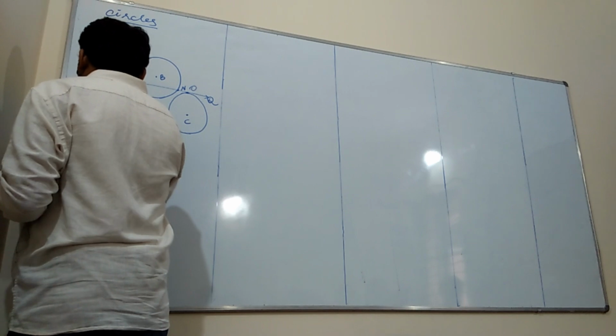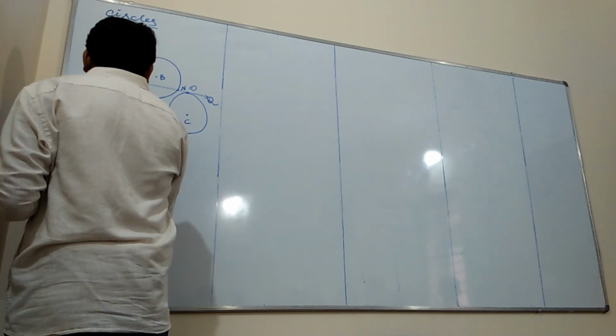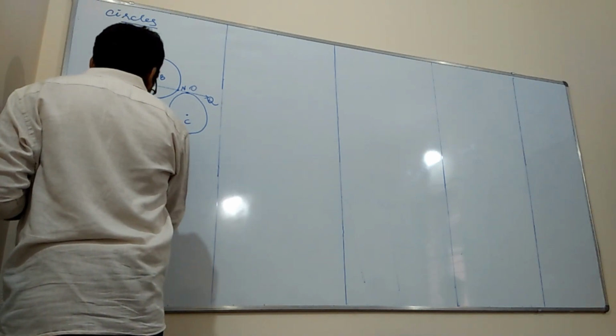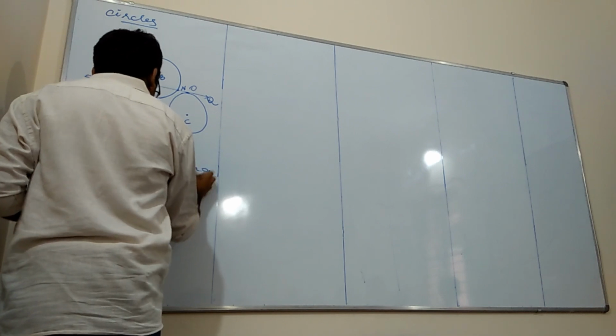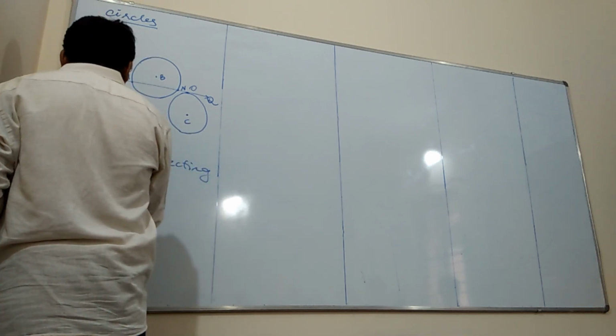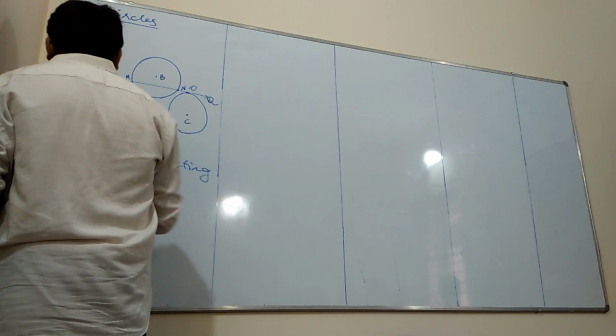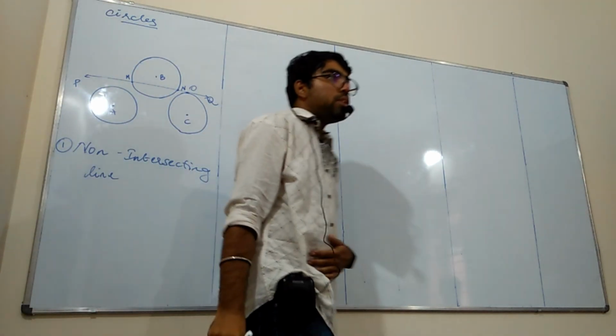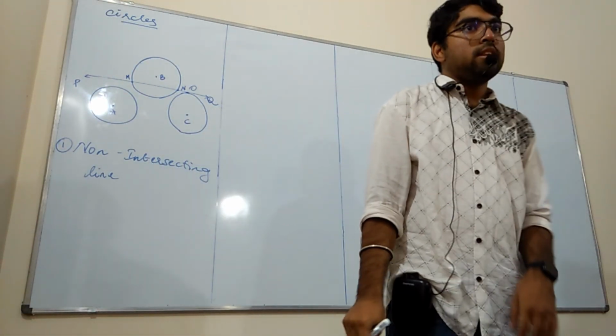Okay. After this, the first definition, non-intersecting line.